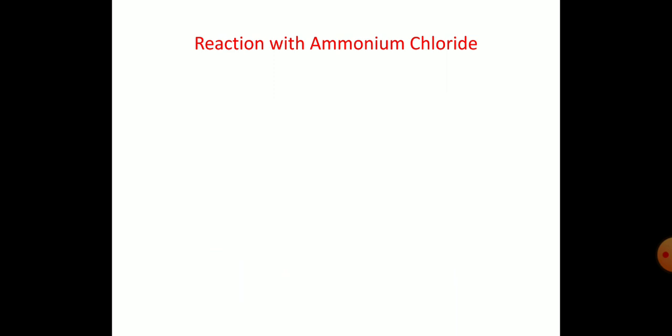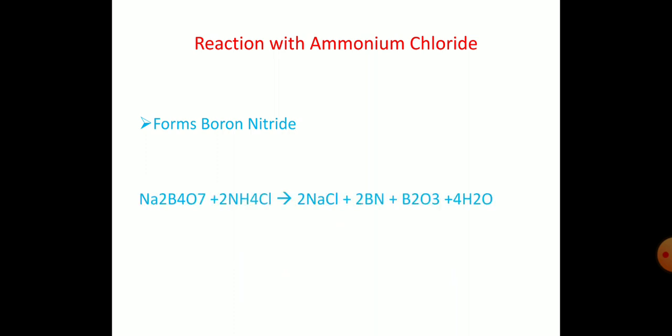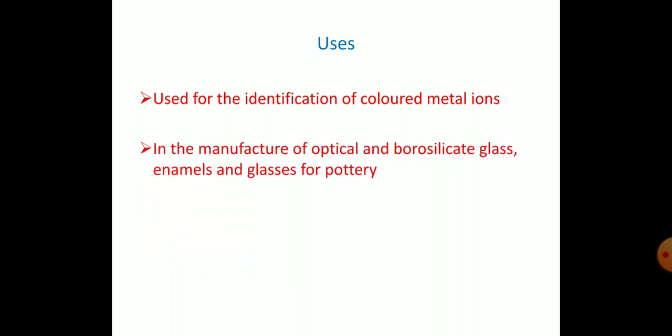And finally the chemical property is reaction with ammonium chloride. So when borax reacts with ammonium chloride, the product is boron nitride. What is the formula of boron nitride? BN is the formula of boron nitride, and this is the chemical equation of this property. And finally we have seen the uses of borax. How many uses given? There are 4 uses given. So with this the video is over.